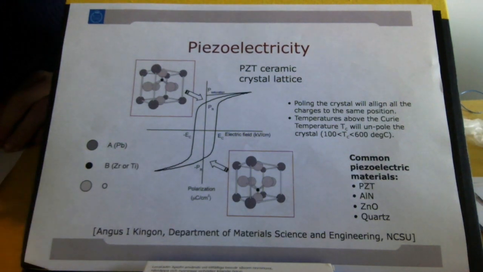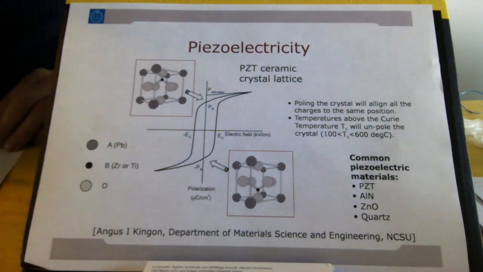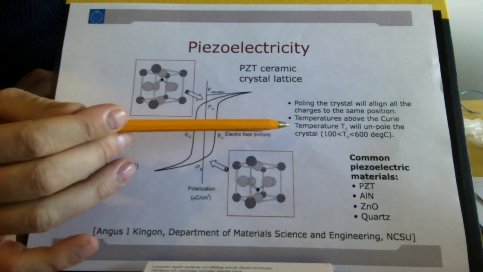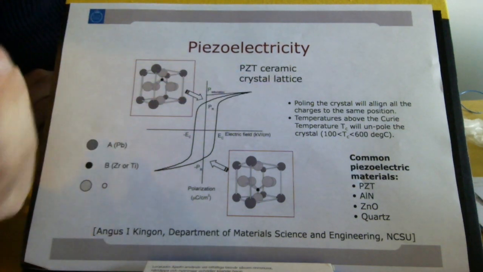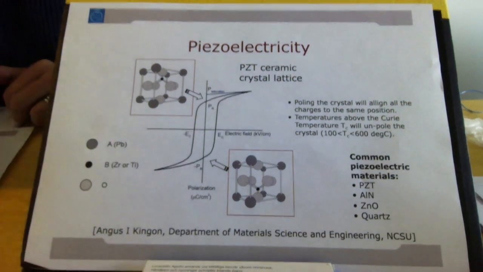At the same time, I will have a temperature limit during operation, of course, because if I want to operate my piezoelectric material at a high temperature, for example above 150 degrees or above the Curie temperature, the material will lose its piezoelectric properties.